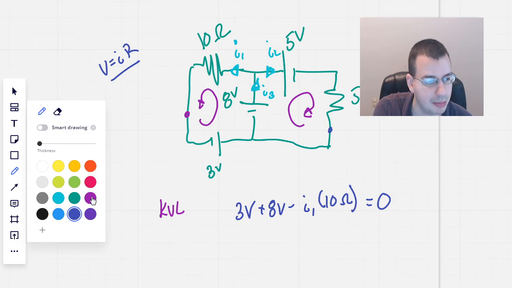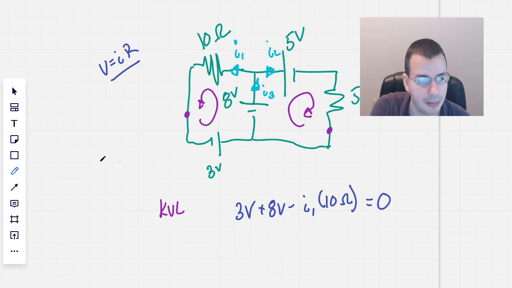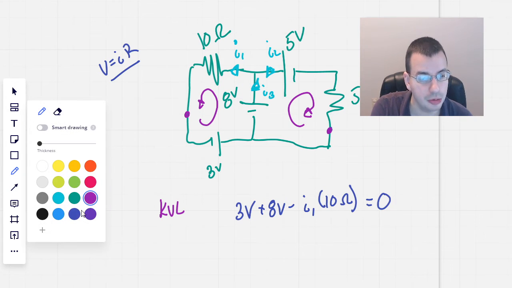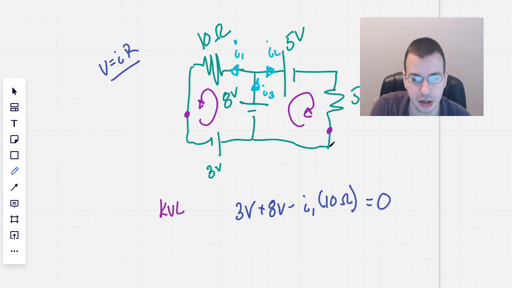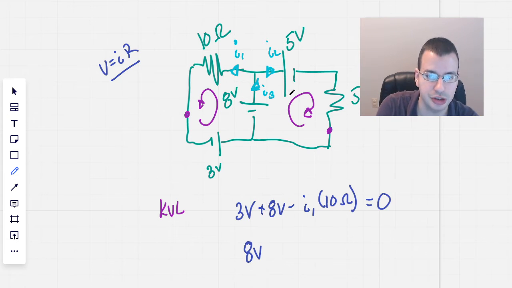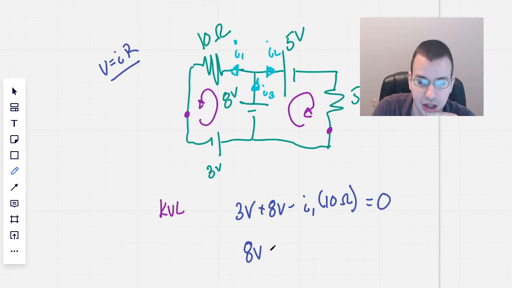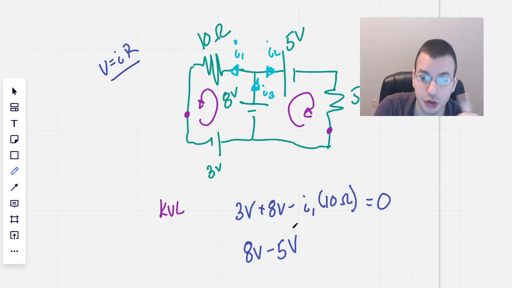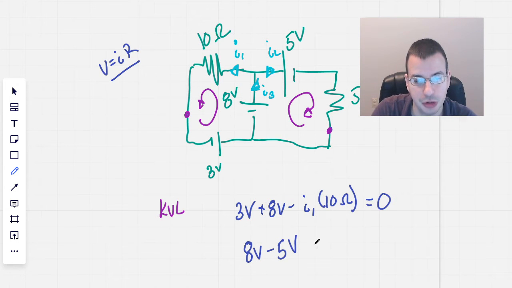So doing the other loop, let's say we start right there. I think I should draw that purple, just for consistency purposes. Purple. Go through the loop. We start here, go down, come up, hit the 8-volt. Now we're going through the 5-volt, but we're going backwards from the positive side to the negative side. So that's going to be a 5-volt drop, so we write that as negative 5 volts.